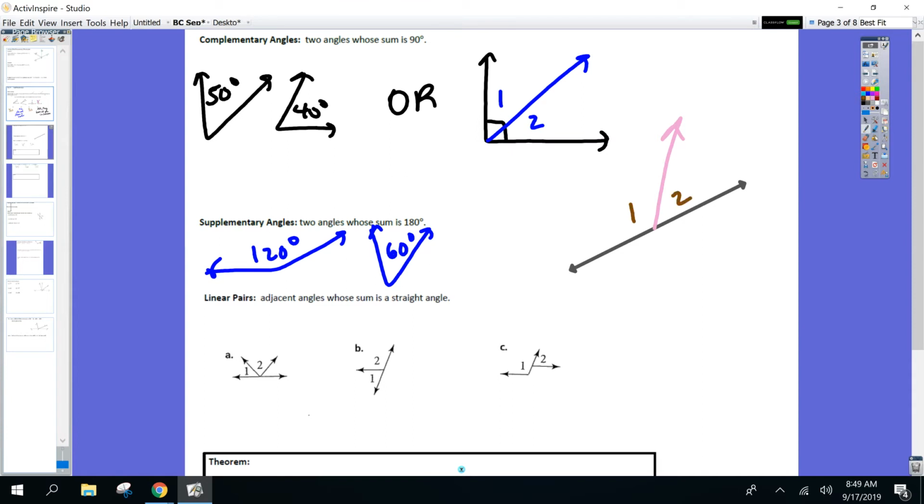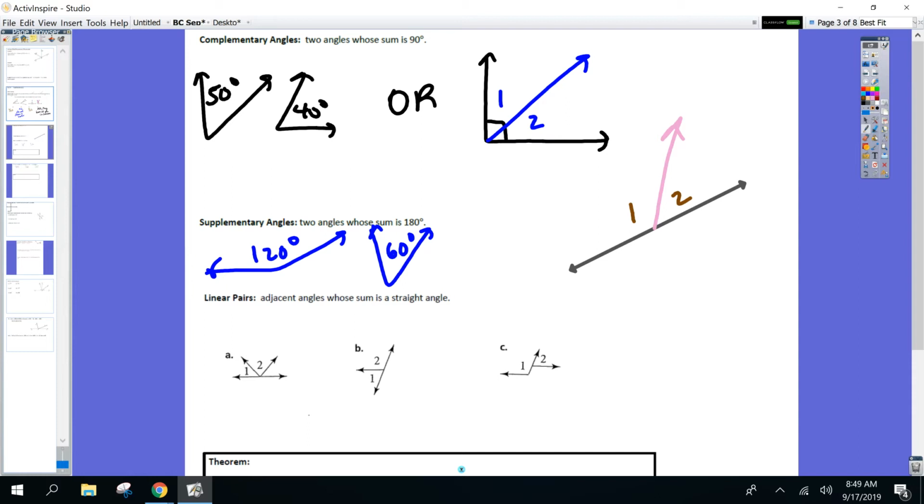Those two are supplementary. Why? They form a straight line, and from yesterday, what's a straight line measure? 180, so I know those two angles add to 180, makes them supplementary. And they're also adjacent. All right.